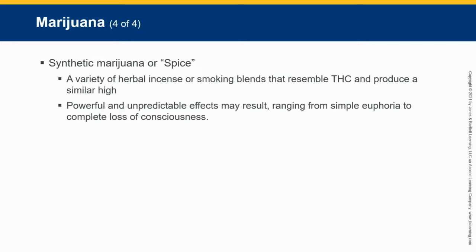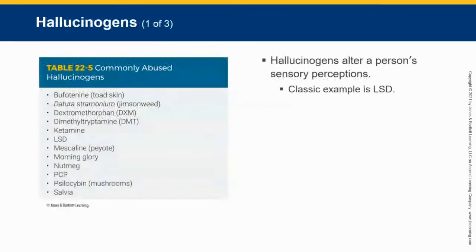And then there's synthetic marijuana, also known as spice. This is herbal incense and smoking blends, and their effects resemble THC, maybe not exactly, maybe not with the exact psychotropic effects, the side effect of hunger and things. But the downside is that a lot of times they can be more powerful than standard marijuana or regular THC. And because we don't know exactly what's in them, the effects may be unpredictable. And that could be just anything from them being happy to them completely losing consciousness and no longer breathing.